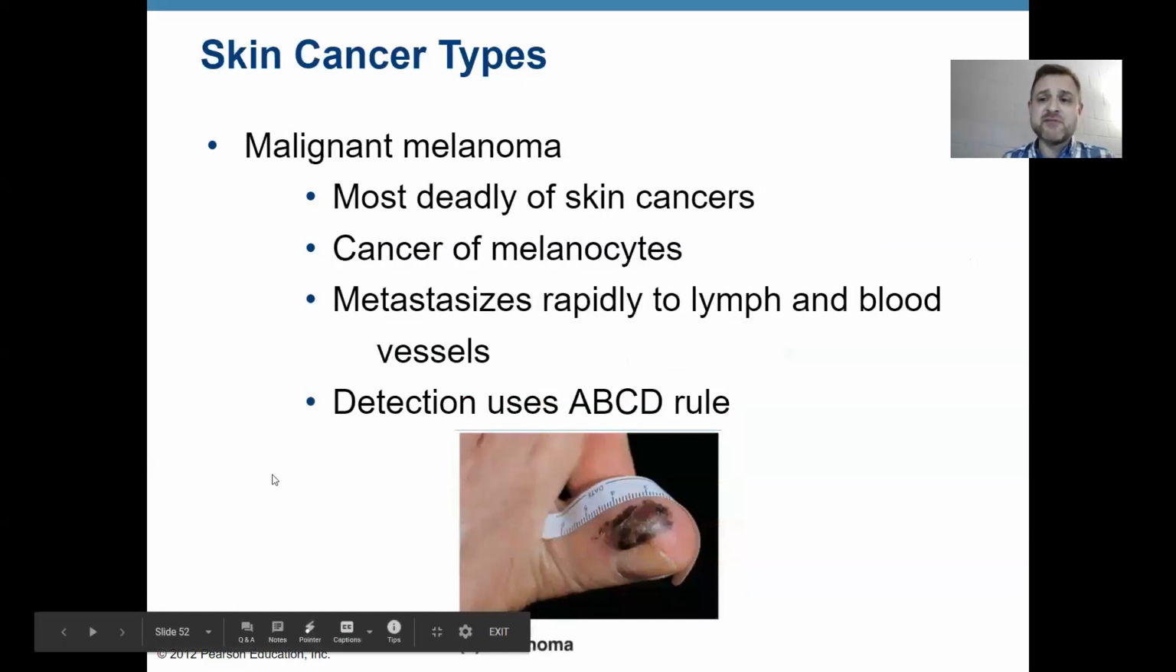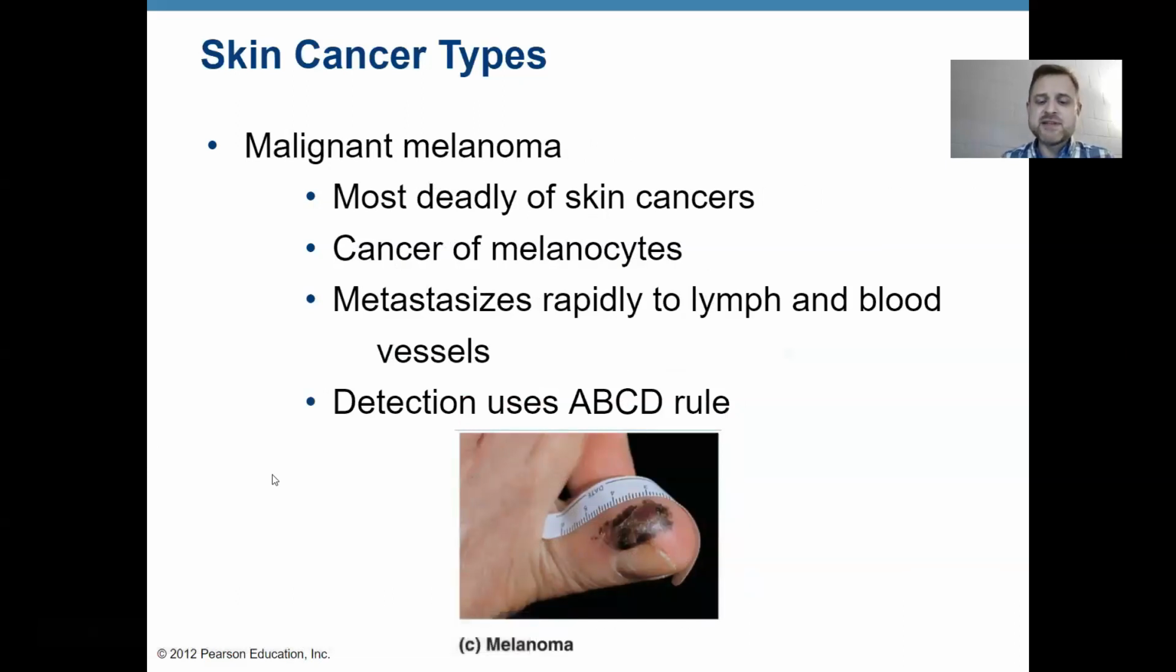Malignant melanoma, these are very, very dangerous. This is a cancer of the melanocytes, the cells that give you pigment. These can be very, very deadly. They metastasize to lymphatic tissue and blood vessels, very, very common. Usually you use what's called the ABCD rule to diagnose melanomas. Basically you use the ABCD rule to sort of analyze moles or other markings on your skin.